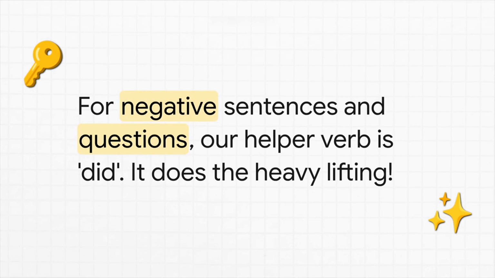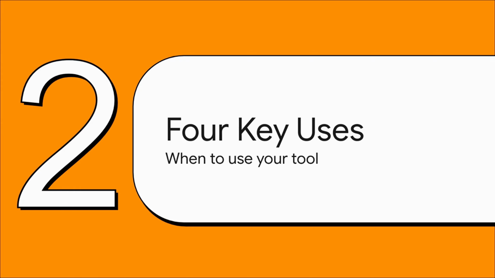And that help comes from our secret ingredient, the word did. For negative sentences, we use did not or didn't. And for questions, we just put did right at the beginning. Just think of did as this awesome little helper that does all the heavy lifting, which means your main verb can just kick back and relax in its original form. Pretty cool, right?